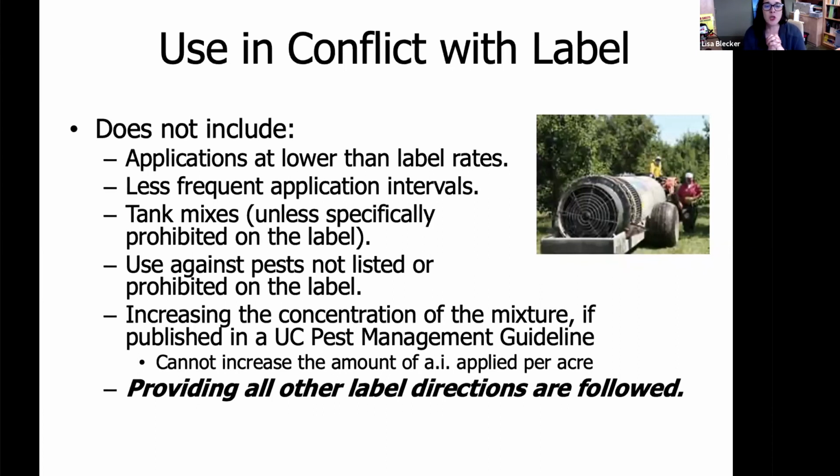So if you increase the concentration of a mixture, as long as you're applying the same amount of active ingredient per unit area, if that recommendation is published in one of our pest management guidelines, then it's not use in conflict. So that just means you can put out less water per acre, right? Or per unit area, because you're not always applying on an acre basis. But as long as the amount of active ingredient per unit area is not increased.